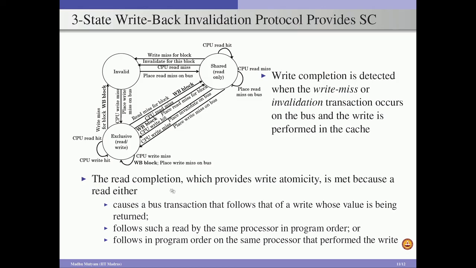So, effectively we ensure write atomicity across the processors or from the same processor. That ensures that our read is said to be completed by using this 3-state cache coherence protocol, and also we can ensure write completion by using the corresponding transactions placed on the bus, and that also satisfies the 3 conditions we require to ensure sequential consistency.